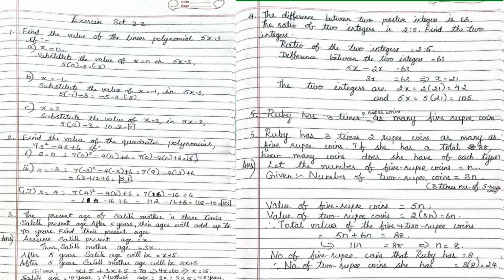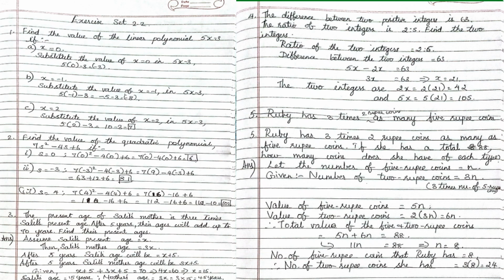What will be Salil's age after 5 years? It will be x plus 5. What will be Salil's mother's age after 5 years? It was already 3x. So 3x plus 5. 5 years from now, whatever be their ages, just add both of them and it will give 70. That is what the linear expression has to be.